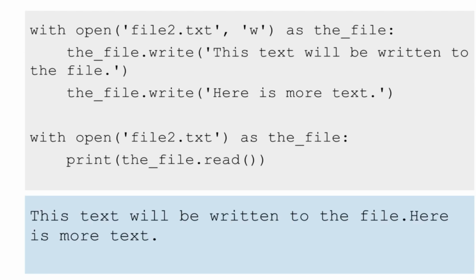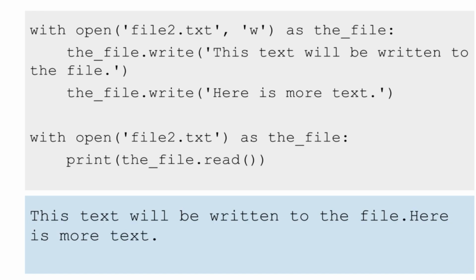Now that you know about the different file modes, let's write some data to a file. It's as easy as calling the write method on the file object and supplying the text you wish to write to the file. First, we open a file for writing by using the with statement so that it automatically closes when we're finished with it. Notice how we supplied a W as the second argument to the open function.